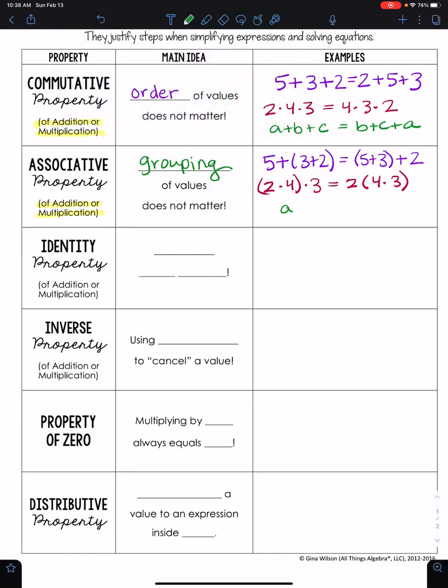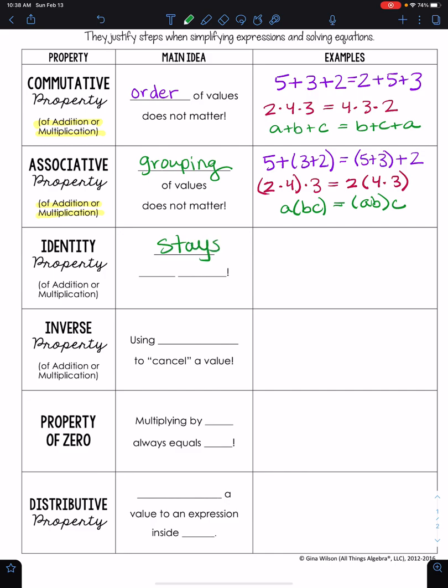Let's put some groups in there. Here we go. That is the same as if you were to multiply a times b first and then times c. All right, the identity property is what you can do to keep a number the same.